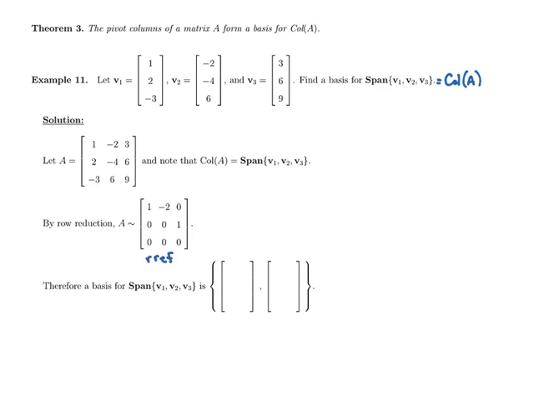And the pivot columns are going to be the first and third columns. So because of that, the pivot columns in A are the first and third columns. And that's what we want. We don't want the pivot columns of the reduced matrix, but the ones in A. So therefore, a basis is going to be the first column, 1, 2, negative 3, and the third column, 3, 6, 9. Looking at just the pivot columns of A, not the pivot columns of the reduced matrix, that is a basis for the column space of A.